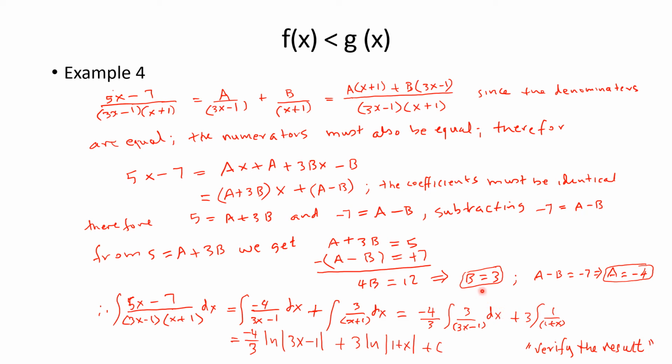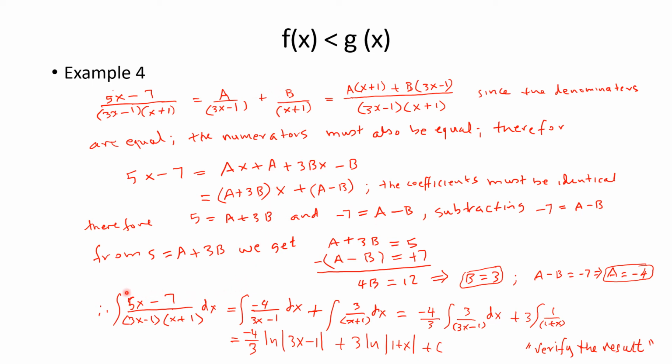Now B is equal to 3. We can get A. We said A minus B is equal to minus 7. But then we said B is equal to 3. So A minus 3 is equal to minus 7. So if A minus 3 is equal to minus 7, that means A is equal to minus 4. So now we know A is equal to minus 4. We know B is equal to 3. So we'll just go ahead and replace A and replace B.